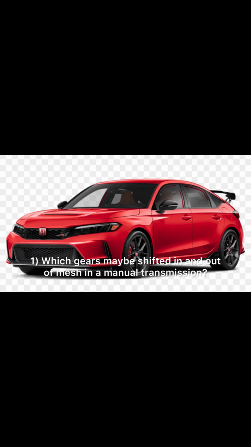1. Which gears may be shifted in and out of mesh in a manual transmission? Reverse only. 2. What are the three purposes of a transmission? 1. Multiply torque. 2. Neutral or break path of power. 3. Reverse or change direction. 2. What is the main purpose of a transmission? Multiply torque.